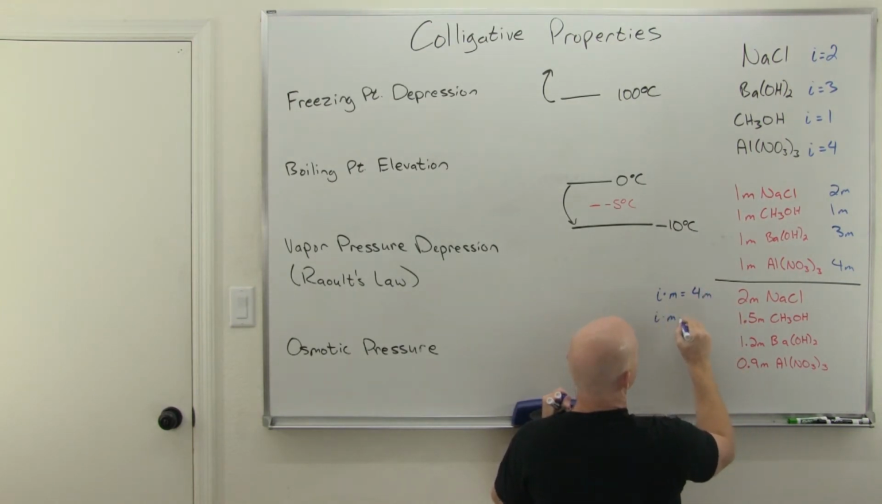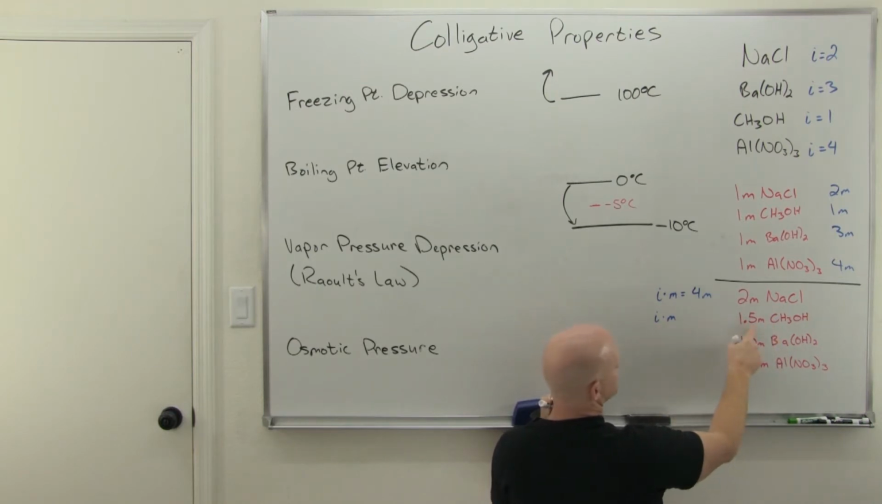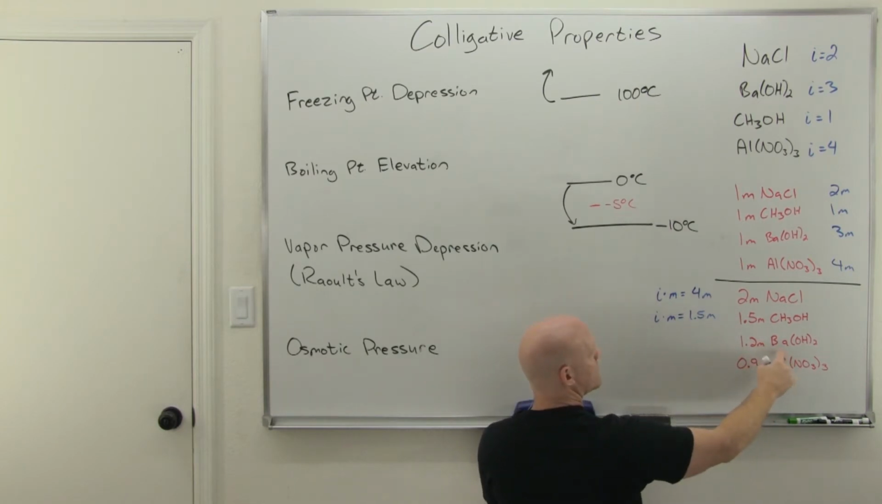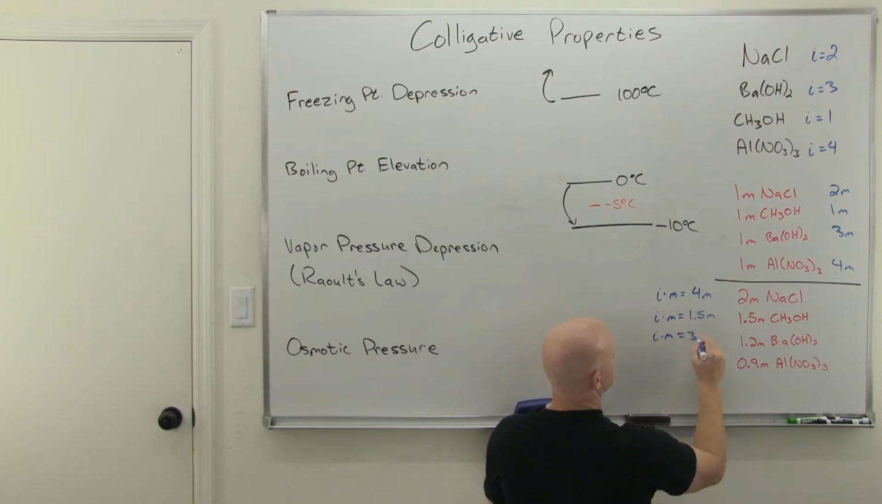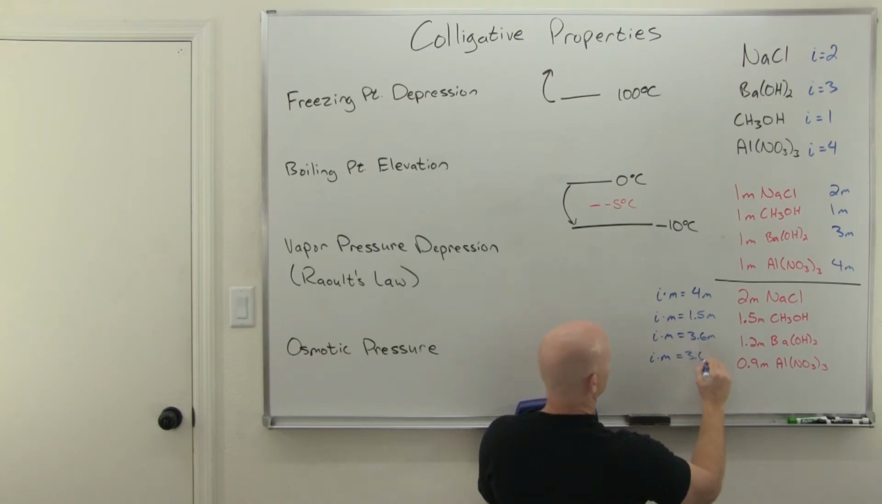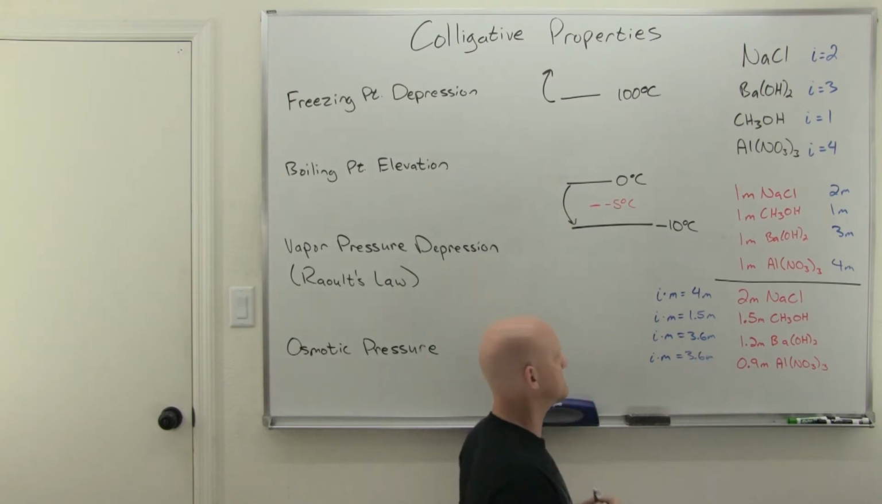If we do the same thing for the methanol, well, again, methanol's just got a Van't Hoff factor of 1, so its molality is still going to be its molality. It's just 1.5 molal. For the barium hydroxide, it breaks up into 3 pieces. So in this case, the i times the m would be 3 times 1.2, 3.6 molal. And then finally for the aluminum nitrate, with a Van't Hoff factor of 4, 4 times 0.9, also 3.6 molal.